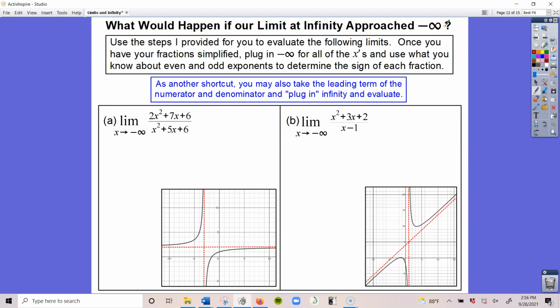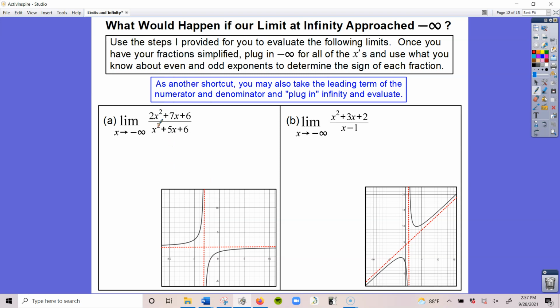Now, let's see what would happen if our limits are approaching negative infinity. So we can do the long way of figuring out what our answer is going to be, or we can use our shortcuts. Or as another method I put here as another shortcut, you may also take the leading term of the numerator and denominator and plug in infinity and evaluate using what you know about even and odd functions. So let's try that out, because most of the time these are more multiple choice type questions.